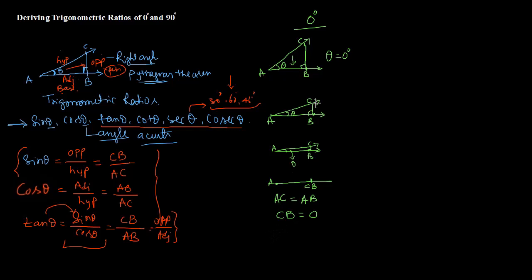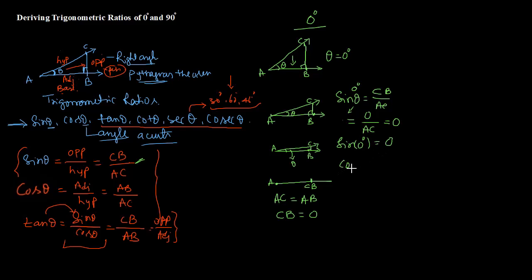Now let's try to find out what's going to happen to our ratios. Sin theta, according to this, is CB by AC. So what does that mean? My sin theta is CB, which is 0, divided by my AC. It doesn't matter now what value I have for AC or AB. So the value of sin theta, in this scenario sin 0, is actually going to be 0. So sin 0 for the value of theta 0 degrees is going to be 0.